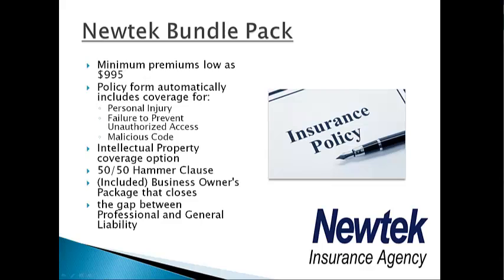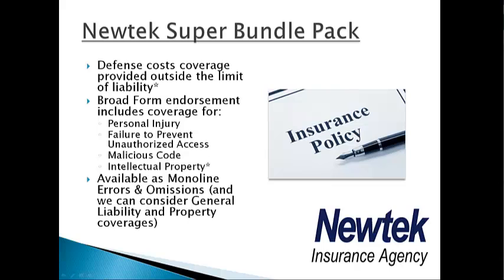We could write the smaller one for as low as $995. The higher one is around $1,200. It just depends on what your sales are. They include errors and omissions coverage, general liability, business personal property, and sometimes you can even get a $5 million umbrella with that if you need it. So the difference between the two is how much your sales are? Yes. Okay. Yes. Great.